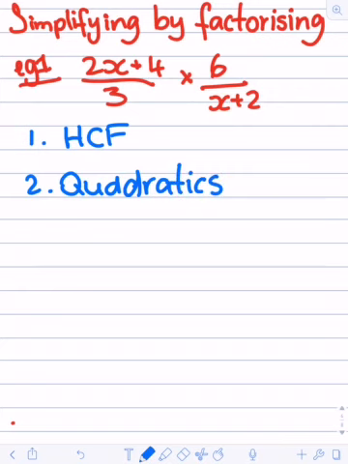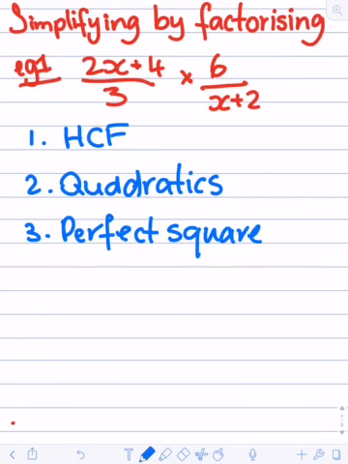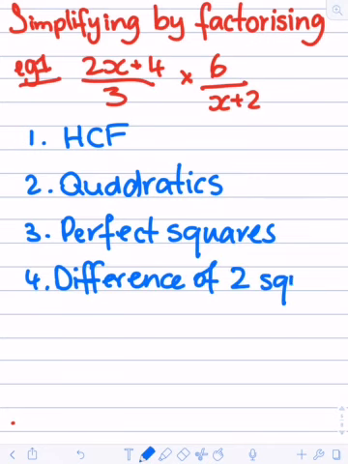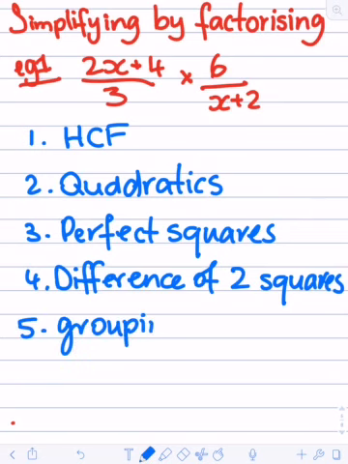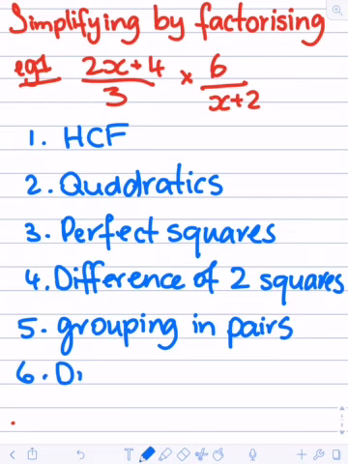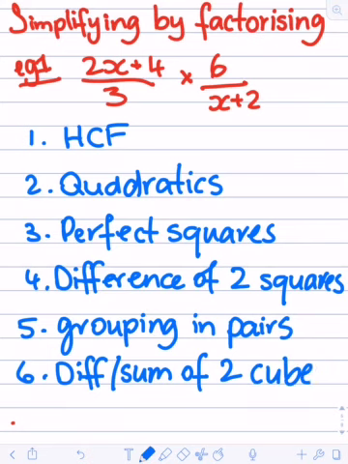The next method is perfect squares. One of the most commonly used methods is number 4, which is difference of two squares. We also have factorising by grouping in pairs. And the last one, which we won't be using in this video, is difference and sum of 2 cubes. So they're all of the factorising methods that we have.